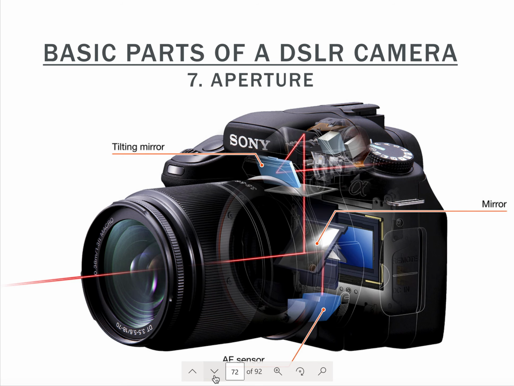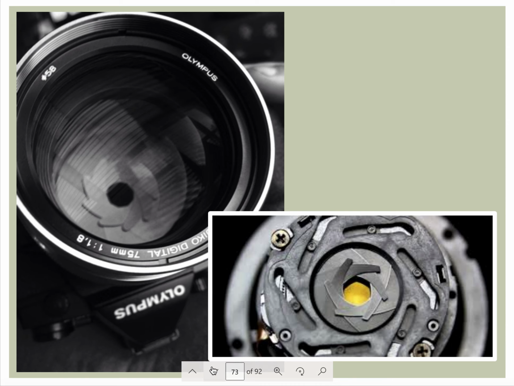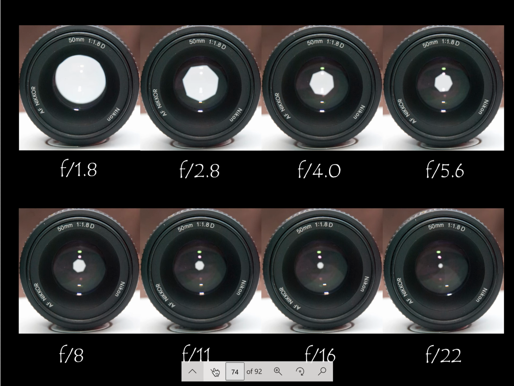Aperture has to do with the opening in your lens. That's actually more a part of a lens than it is of the camera. Everything we've talked about so far has been part of the camera. This is part of the lens. And it's the diaphragm right here, also known as the iris, that corresponds to the iris in your eye.